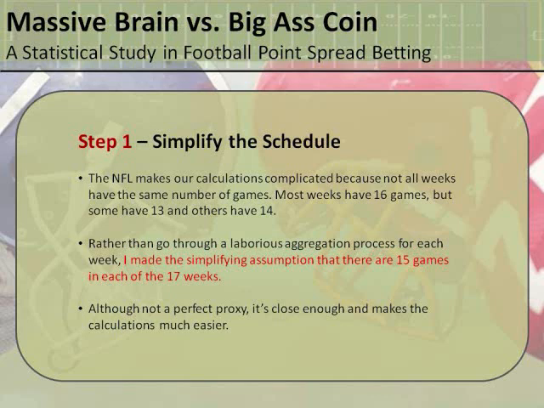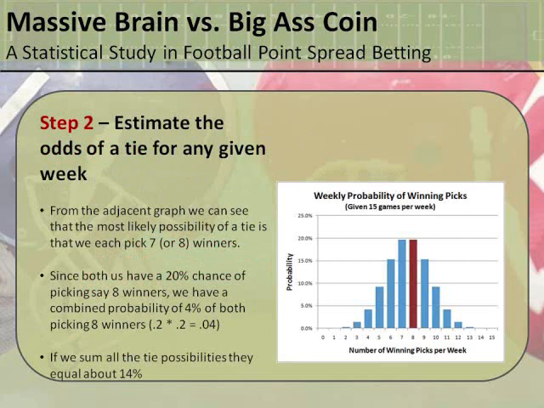The second step is to determine the probability of a tie week. If you remember from the definition of this contest that ties go to the big ass coin, then it is necessary to estimate the probability that any given week will end in a tie.